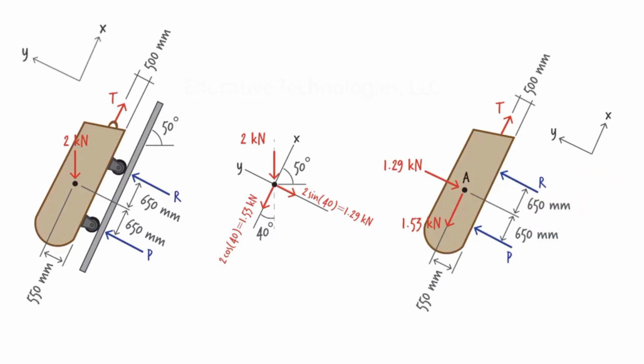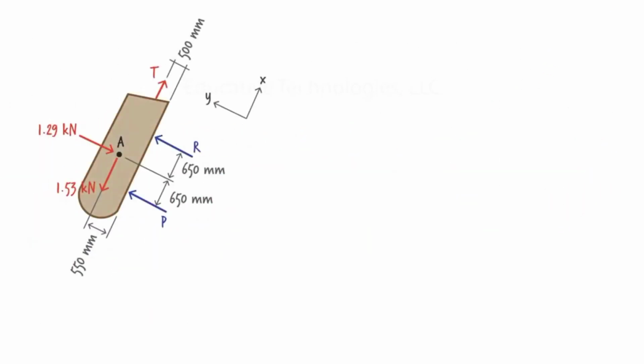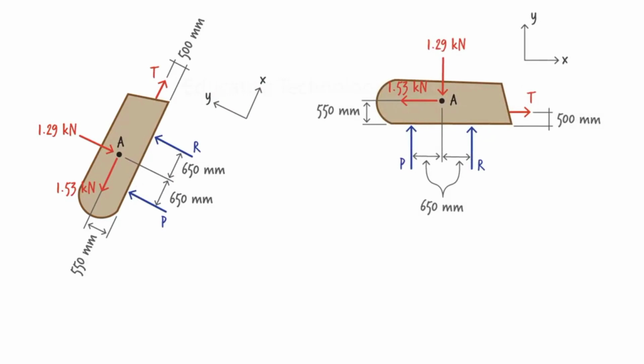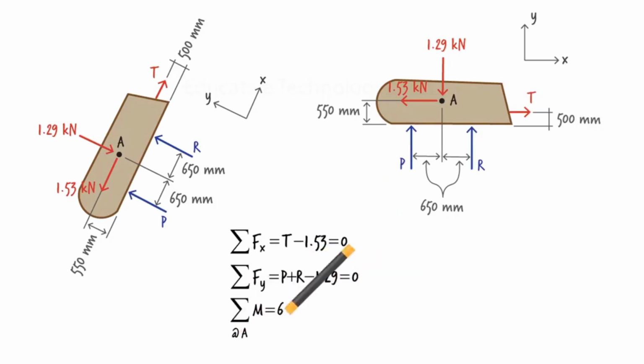We are now ready to write the equilibrium equations. But before doing so, you may want to rotate the entire free body diagram 50 degrees clockwise in order to align the x-axis with the horizontal axis, if that makes it easier to write the equilibrium equations. Either free body diagram gives us these static equilibrium equations. We can easily solve them for the tension force in the cable and the reaction forces at the base of the wheels.